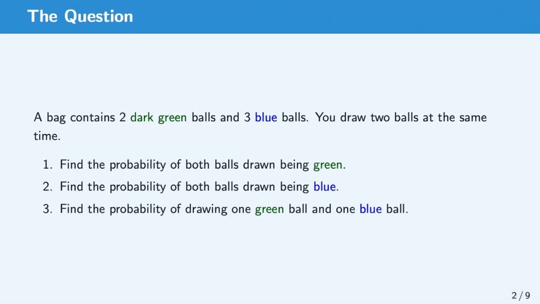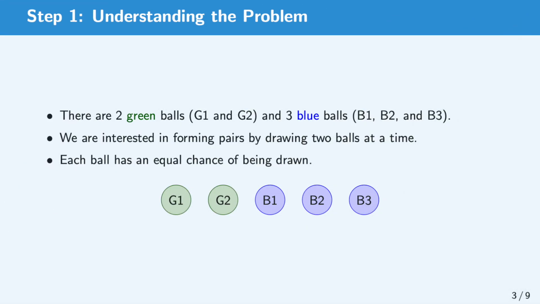All right, now let's get into the problem. So here's the scenario. We have a bag with 2 green balls and 3 blue balls. Imagine you're drawing 2 balls at the same time. What we want to find out is the probability of getting 1, 2 green balls, 2, 2 blue balls, or 3, 1 green and 1 blue ball. Our goal is to solve this step by step to understand how probabilities work in such situations. Let's turn to the next slide to set up the problem and understand it more clearly.